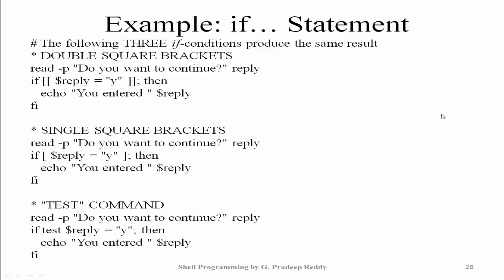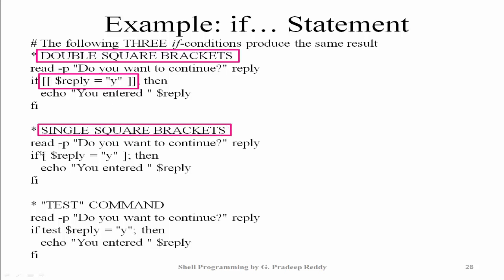Next, here you have an example of an if statement. In an if statement, you can use double braces. Here you have used double square braces. Either you can use this one, or you can use single square braces by specifying if. Otherwise, you can check the condition by using the test command. Here we have not specified any brackets, either square or double.